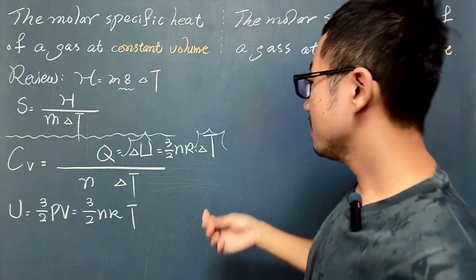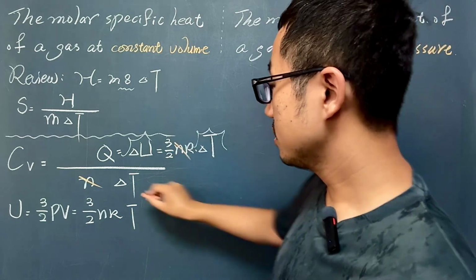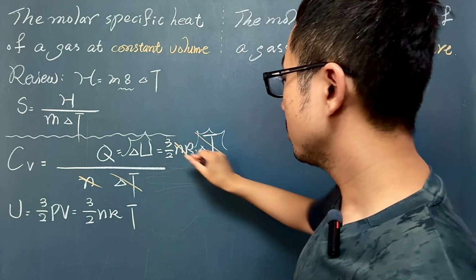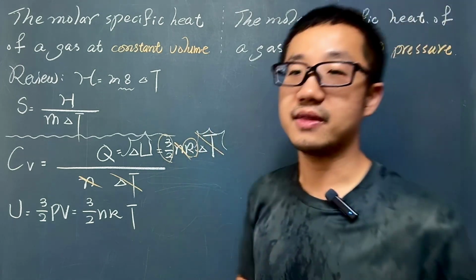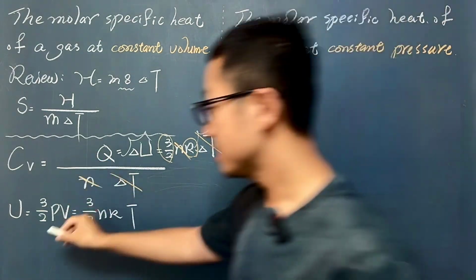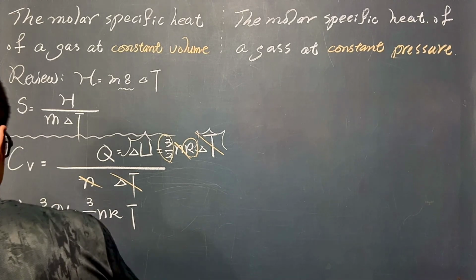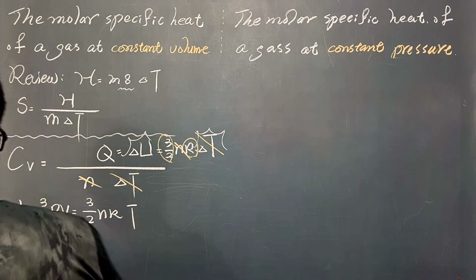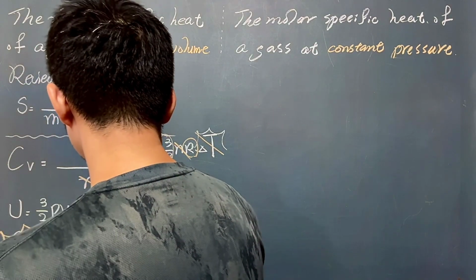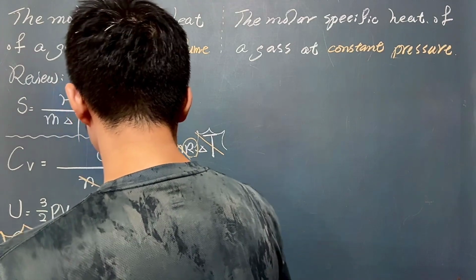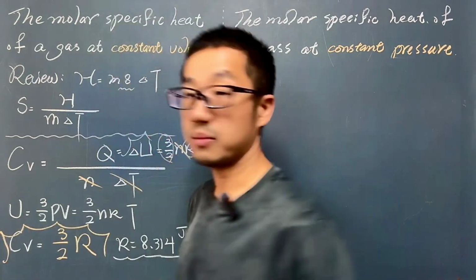So let's now cancel the same items, like the n, the moles, and the change in temperature, and what we are left with is 3/2 R. That is the molar specific heat of a gas at constant volume. And what is R? R is 8.314 joule per mole times K. I think you are familiar with this number.